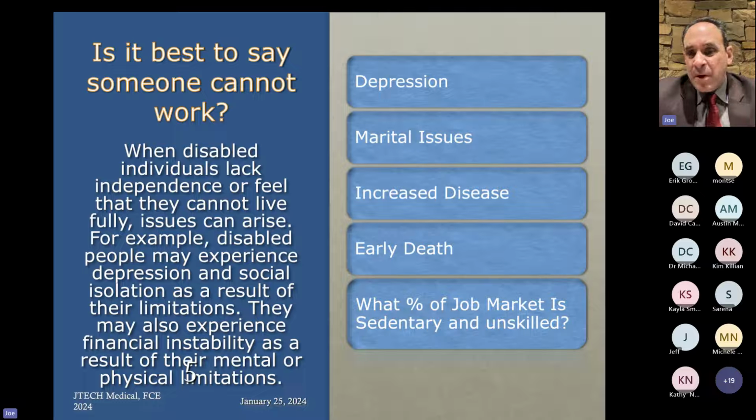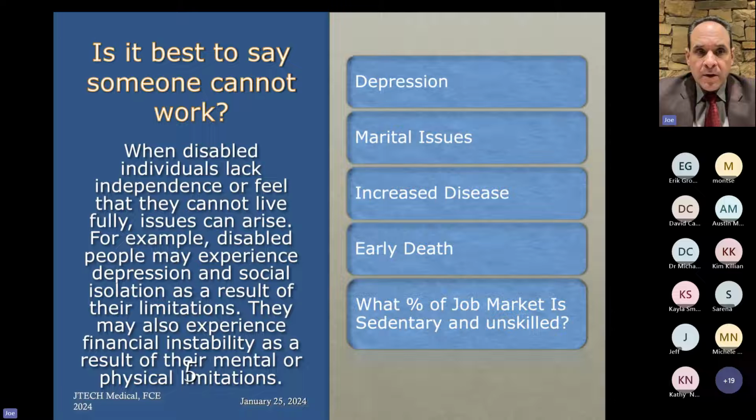What percentage of the job market is sedentary and unskilled? So if you have someone who maybe doesn't have a college education, who's done manual labor work his or her entire life, and they were doing 100 pounds and they have a legitimate injury and they're perhaps older now, they can't go back to that job. And if you test them at sedentary or even light, and especially if there's a limitation on the ability to stand or walk, you're basically saying they're unemployable. So only 1% of the job market is both sedentary and unskilled.